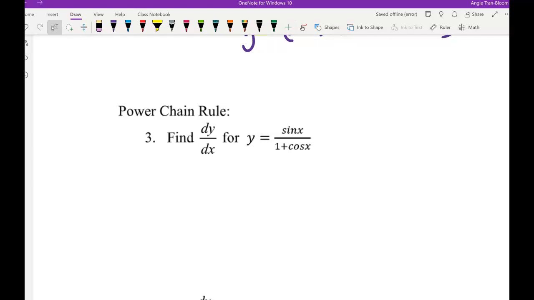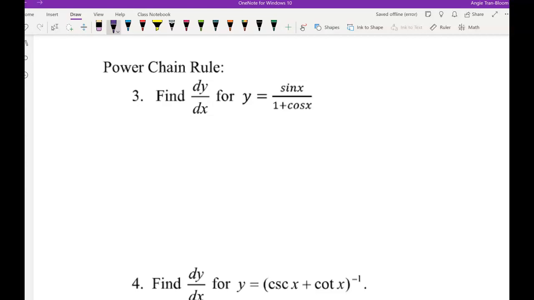Now it says here power chain rule. Oh my, sorry, I don't feel like 100% right now.